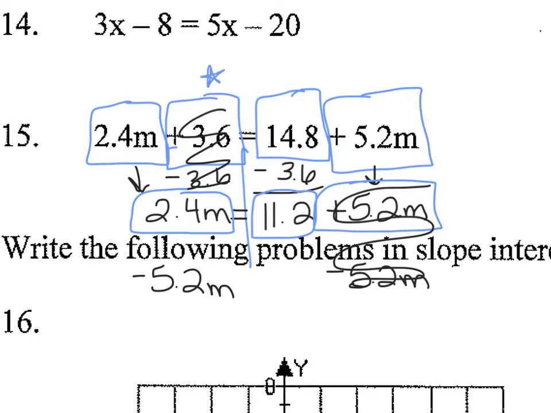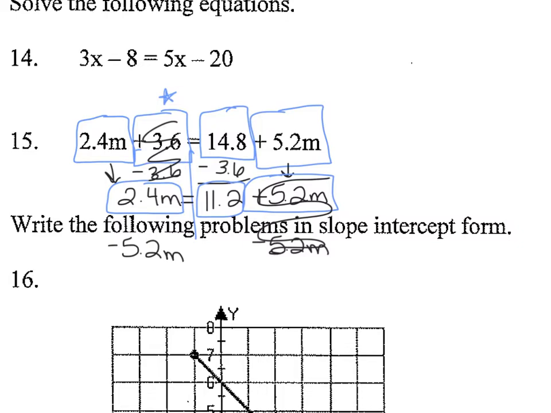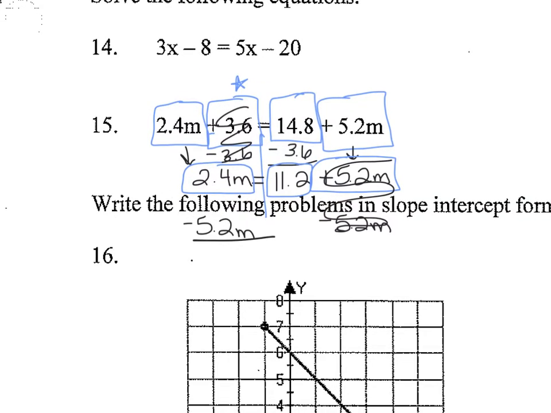So that gives me 2.4 minus 5.2, and I'm going to rewrite it. I get negative 2.8m equals 11.2. And then our last step, since this right here is multiplication, I'm going to divide. 11.2 divided by negative 2.8. Nope, put that in wrong. Should be negative 4.